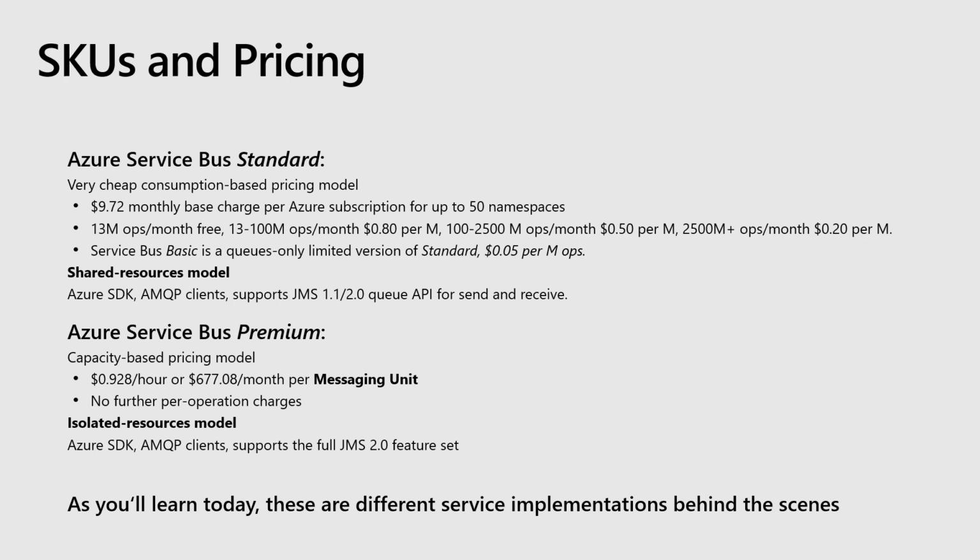The Service Bus Premium has an isolated resources model, meaning that we guarantee you the exclusive ownership of cores and memory. And that means we can also do more features, we can do more for you in that reserved capacity than we can do in the shared resources model. Again, that's something I'm going to explain. And only Service Bus Premium, because of that isolation, supports the full JMS2 feature set.